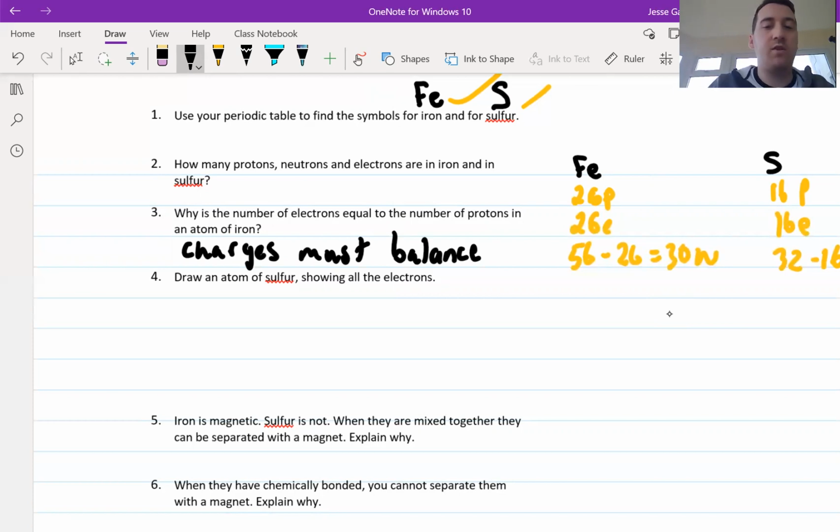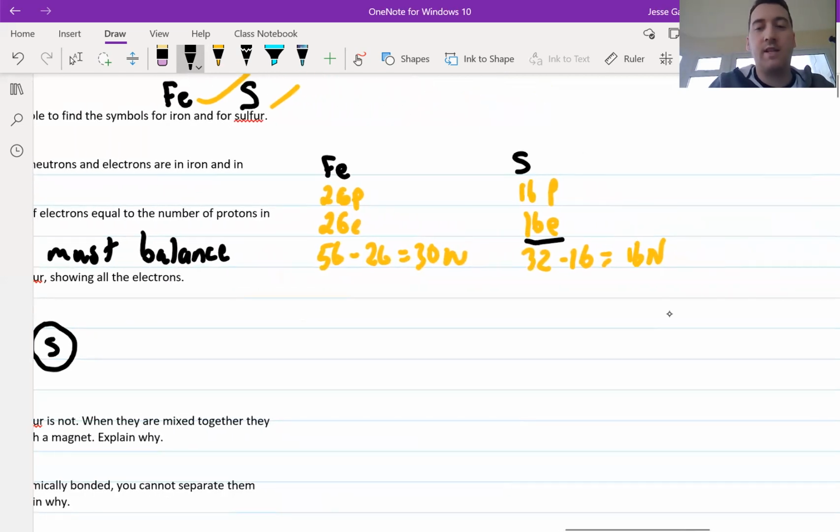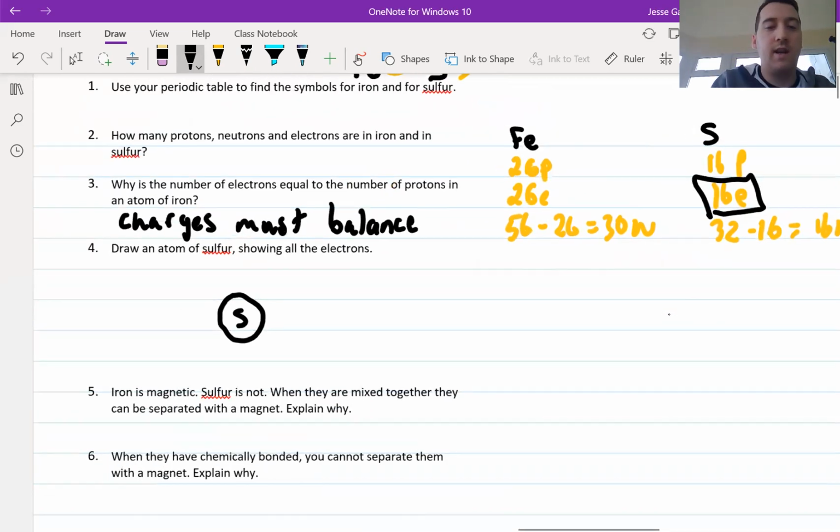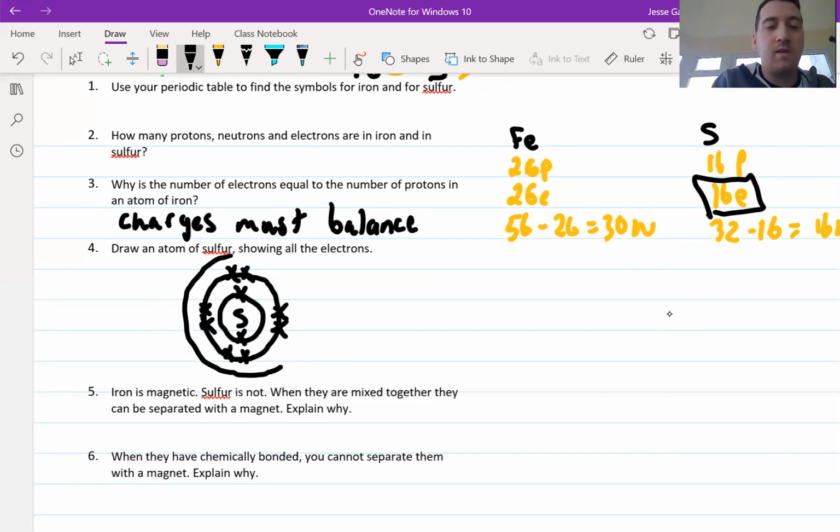Draw an atom of sulfur showing all the electrons. So we've got S in the middle. We've worked out we had 16 electrons, so we need to draw 16 electrons. We know we're allowed 2 in the first shell and 8 in the second shell. That gives me 10 so far, and that means I need to put 6 in the third shell. 1, 2, 3, 4, 5, 6. Well done. You got that right.